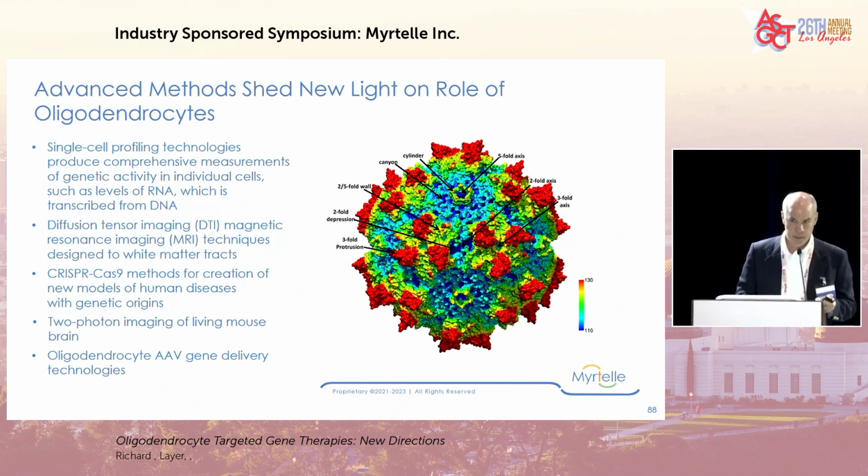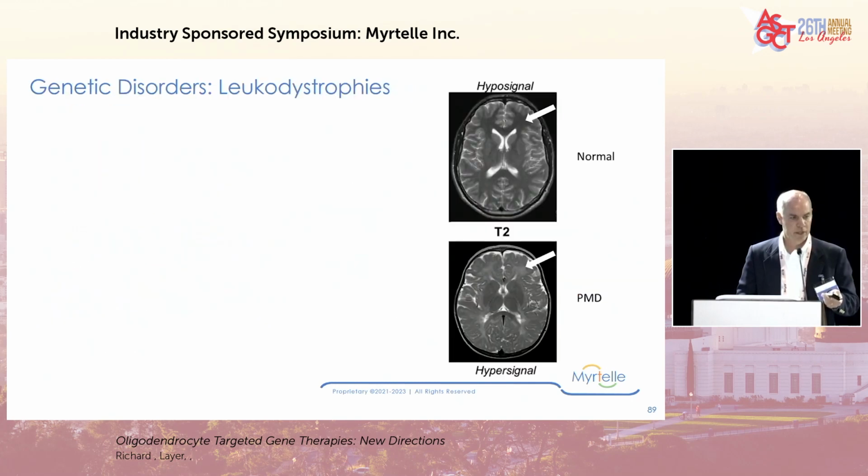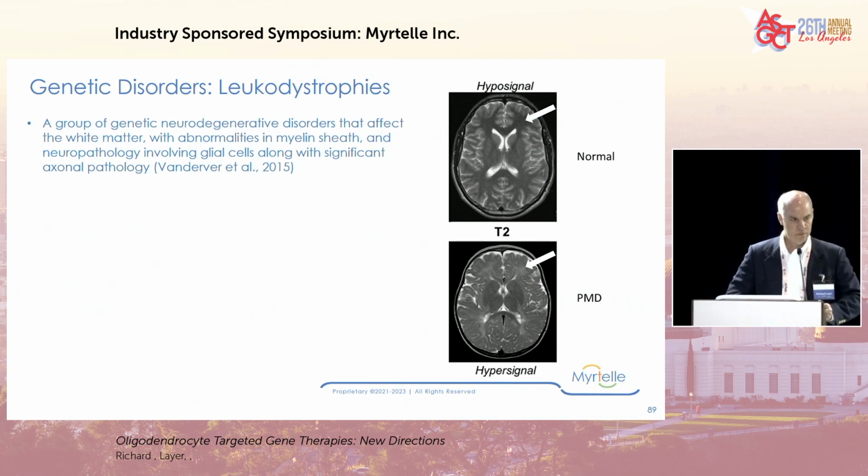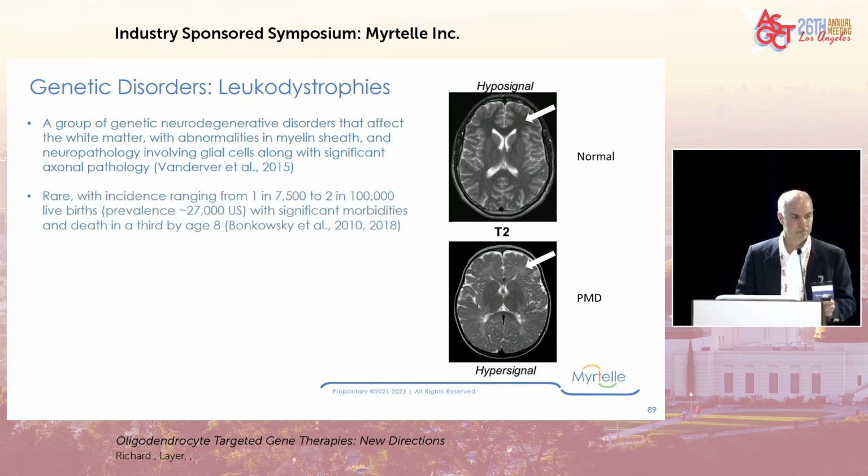This opens up the possibility of treating white matter diseases like the leukodystrophies, which are a group of neurodegenerative disorders that demonstrate abnormalities in myelin. Specific leukodystrophies are rare, but when combined, they show a prevalence of approximately 27,000 people in the United States, with significant morbidities and death in a third by the age of 8.